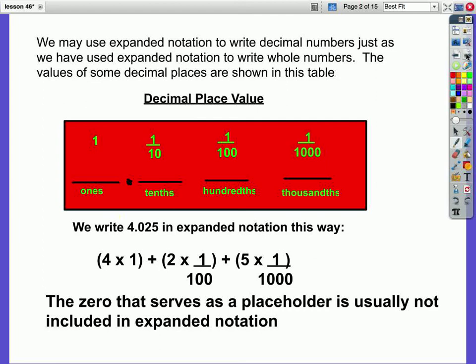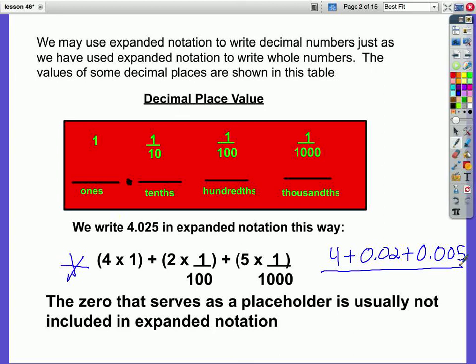Remember that our tenths, our hundredths, our thousandths are just 1 over 10, or 1 over 100, 1 over whatever we're talking about. So we write 425 thousandths in expanded notation this way. Remember, the other way I've told you can write it is like this. Okay, that is fine too. Without fractions, this might get confusing for some of you, but do it either way, I will accept it.